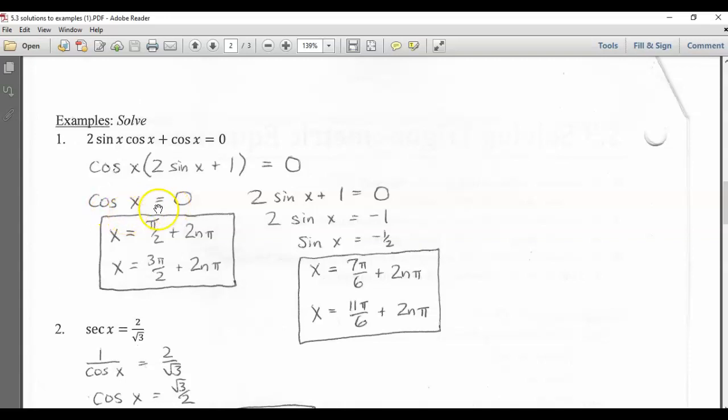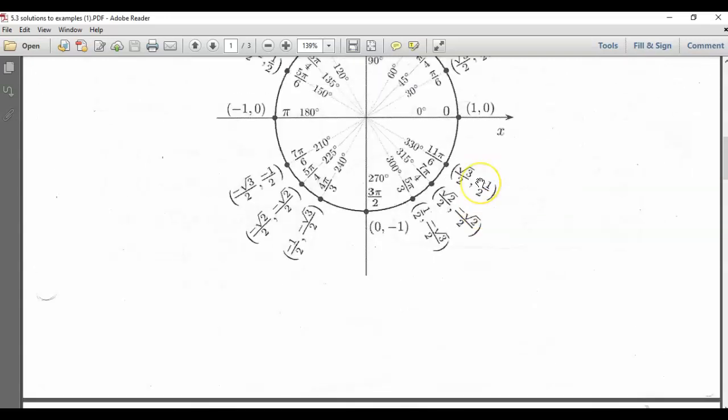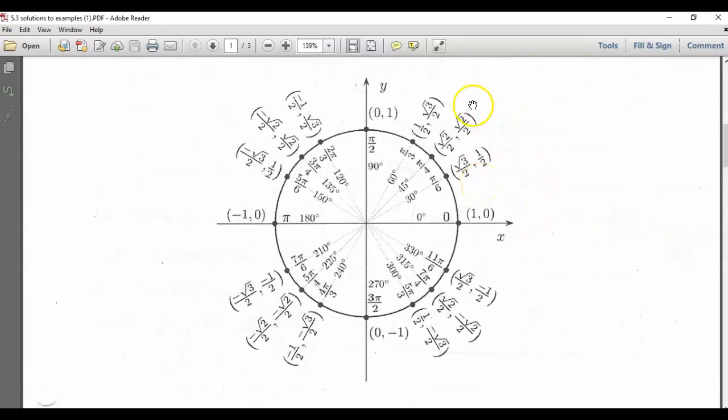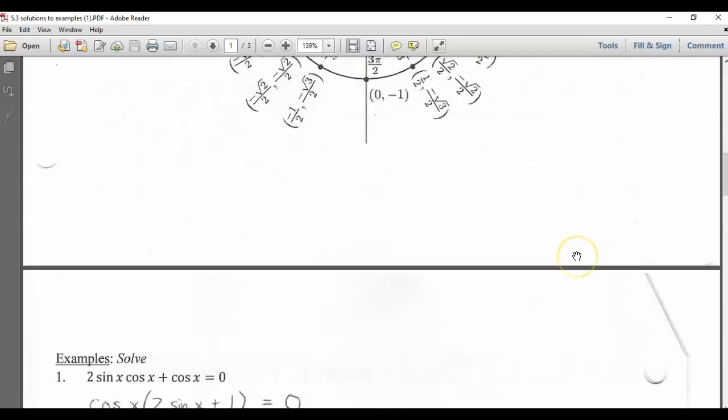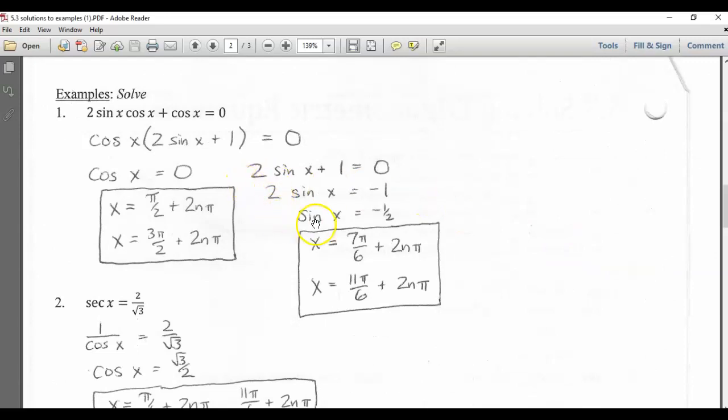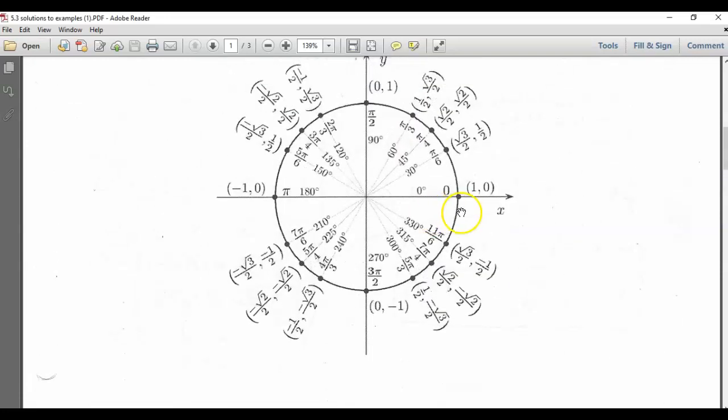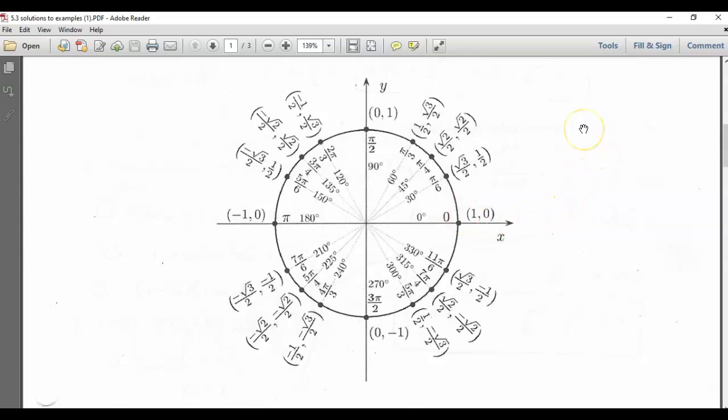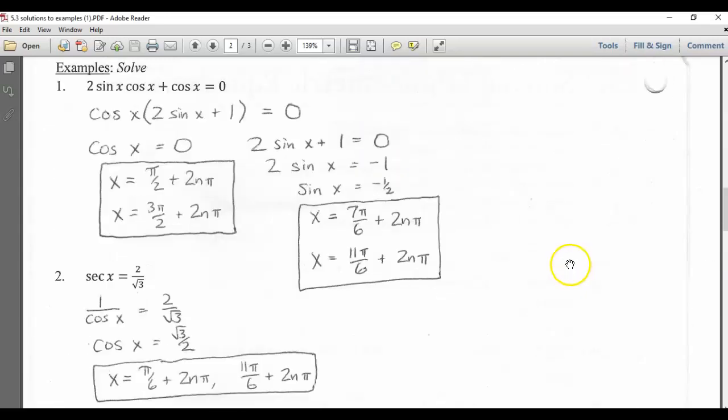So for cosine of x to equal 0, look for where the x-coordinate of the point on the unit circle is 0. That happens at pi over 2 and at 3 pi over 2. For sine of x to equal negative 1/2, the sine is the y-coordinate of the point on the unit circle, and that's negative 1/2 at 7 pi over 6 and at 11 pi over 6. And to get all possible solutions, we take those and add on any integer multiple of 2 pi.